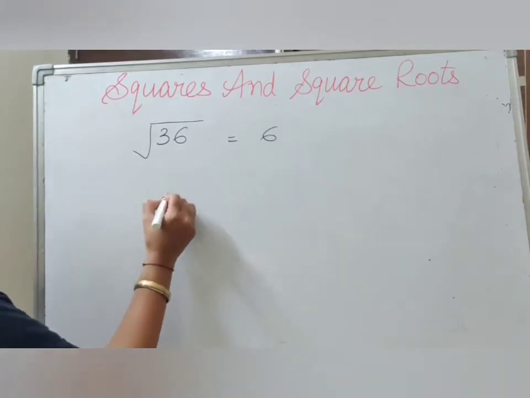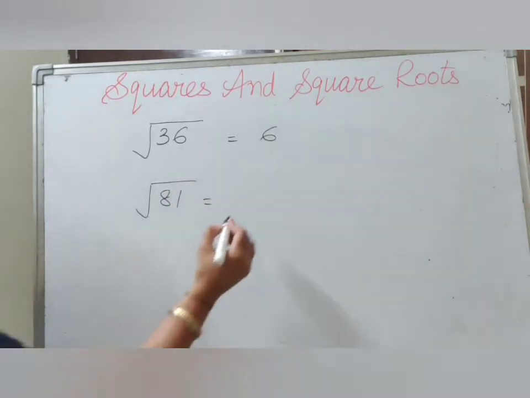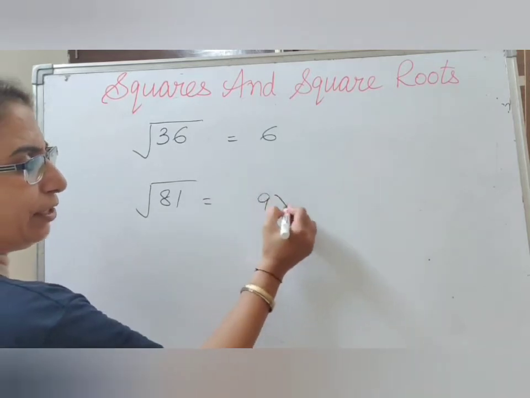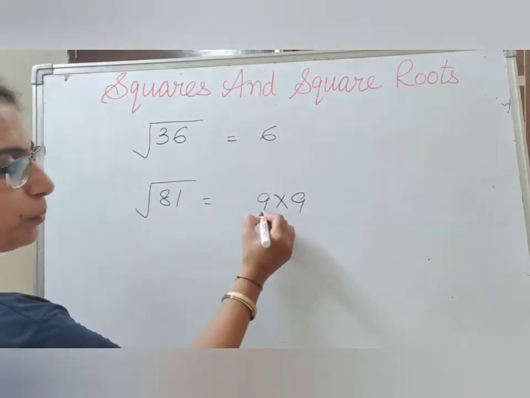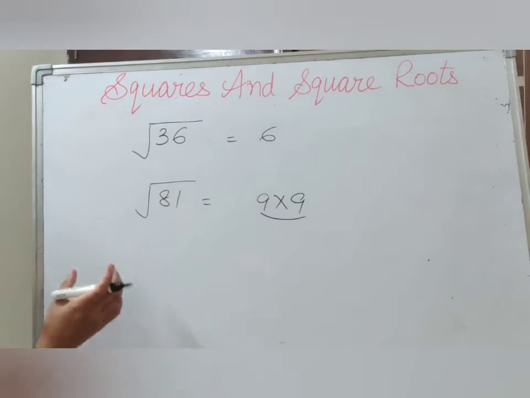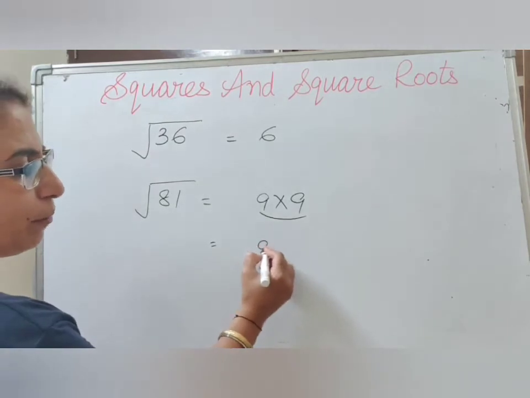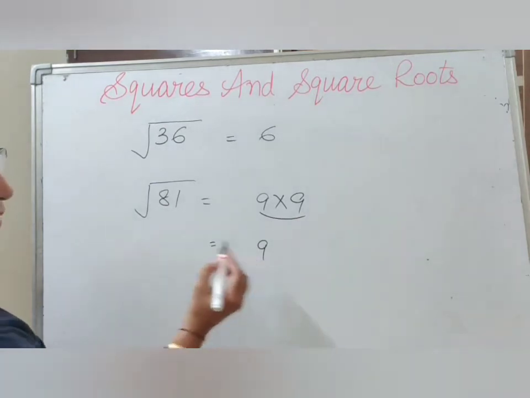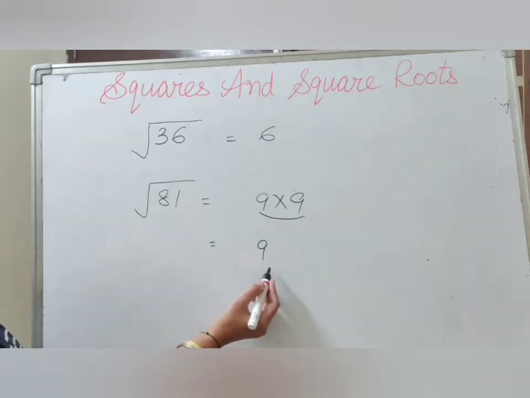Next, let me take one more example, 81. We know that 9 multiply 9, or the square of 9, is 81. When we are getting the square root of any number, first we have to convert it into factors. Then we write one number for one pair, or one factor for one pair. So the square root of 81 is 9, and 9 is a whole number. That is why we can say that 81 is a perfect square.